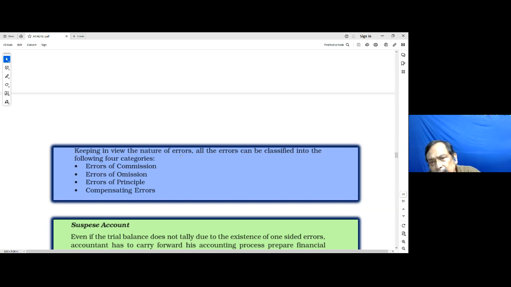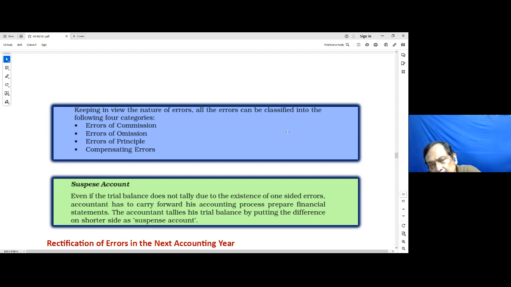Keeping in view the nature of errors, all the errors can be classified into four categories: errors of commission, errors of omission, errors of principle, and compensating errors. Errors of commission means you have recorded a particular item in the wrong account or wrong side. Errors of omission means you have totally omitted to record a particular item. Errors of principle means these errors are related to accounting principles.